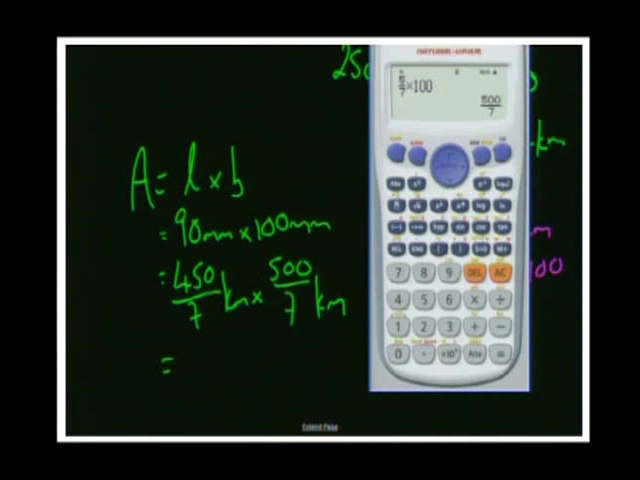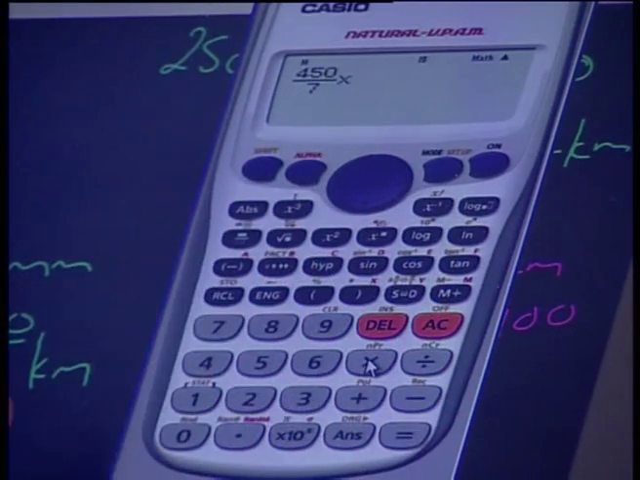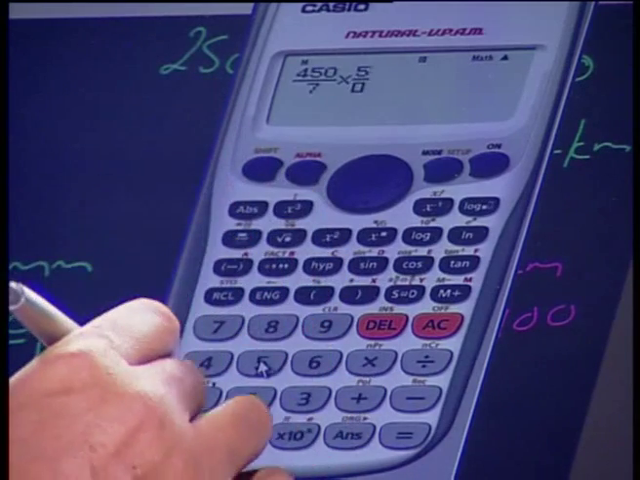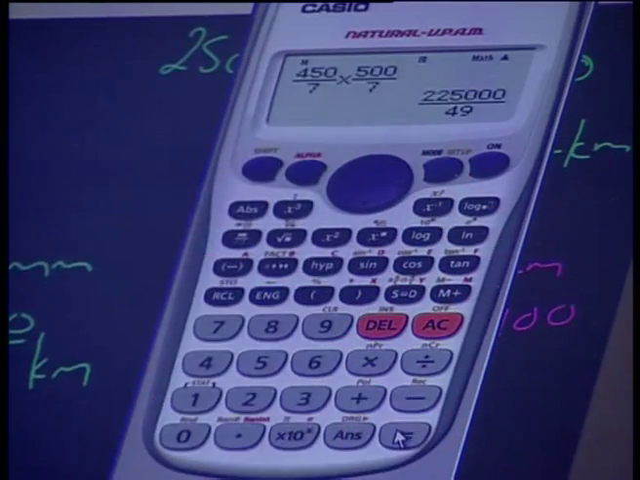So we've got 450. Let's clear our calculator. We have 450/7. I'm going to multiply that now by 500/7. And I'm now going to get equals an answer of 225,000/49. Now, folks, if someone says to me, what area does that block represent? I cannot tell them, oh, it represents 225,000/49 kilometers squared. No, siree. We have got to actually give it in decimal form.